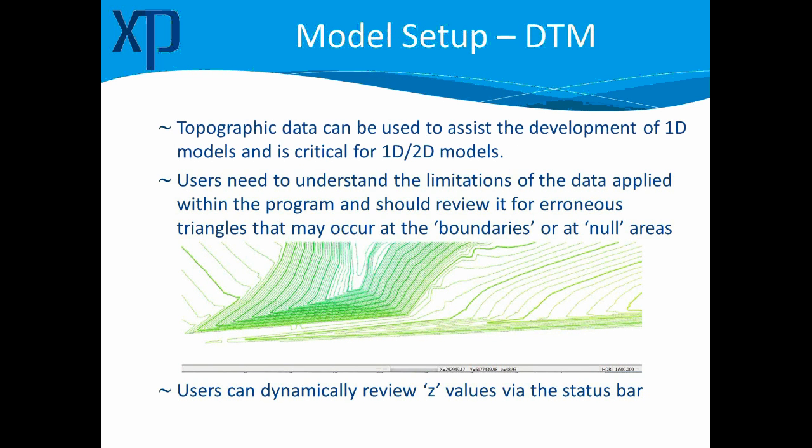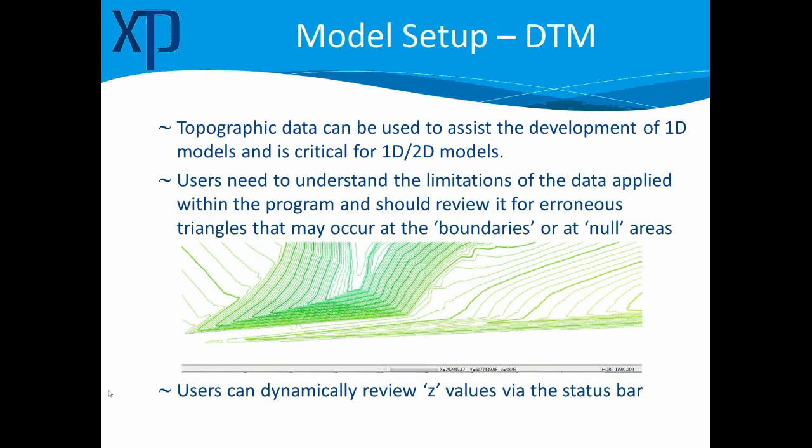One of the next elements in model setup is the digital terrain model. A lot of users will use a digital terrain model to support 1D or 2D model. Obviously they're required for a 2D model, but they certainly help users define invert elevations or spill crest elevations in your 1D model. One thing to note though, of course, is that users need to understand the limitations of the data that they're applying to the software. And this particularly occurs at boundaries of the model or at null areas.